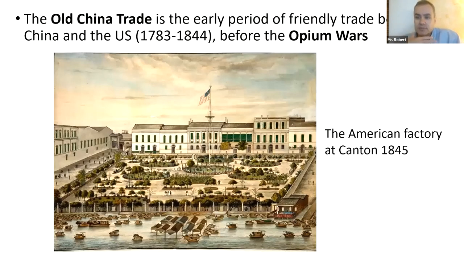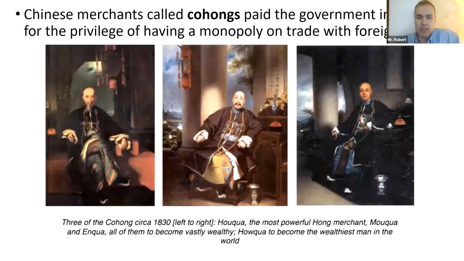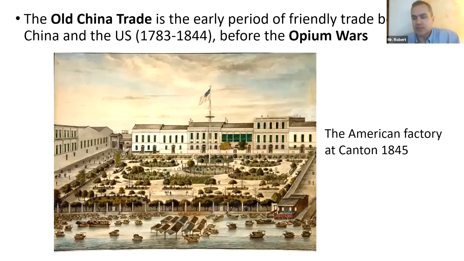From a U.S. perspective, that trade that we just talked about, remember we said the U.S. had their Hong right here, is called the Old China Trade. That's the friendly trade between the U.S. and China that went on for 100-something years. Especially in the New England colonies, because remember we said New England was big on ships and shipbuilding and all that stuff. They were good at that. So a lot of people from Massachusetts would sail to China, believe it or not, and do that trade. So this was the American Hong.